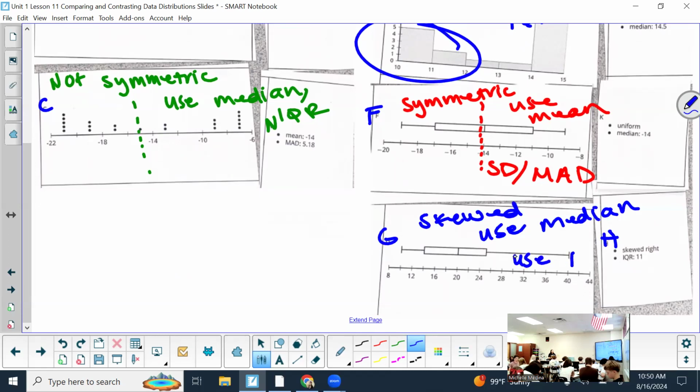That maybe needs to be something you make a flashcard for. It should just be very easy: if it's symmetric, use the mean and standard deviation. If it's not, use the median and IQR to describe it better.